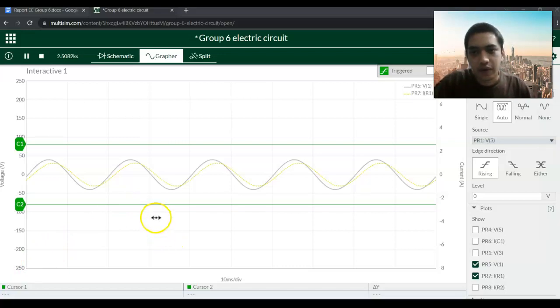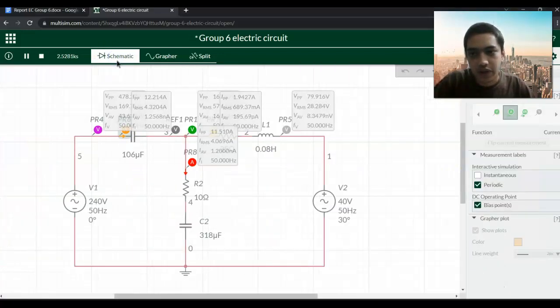The peak obtained is just by dividing the V peak to peak from the probe by 2. So that is all from me.